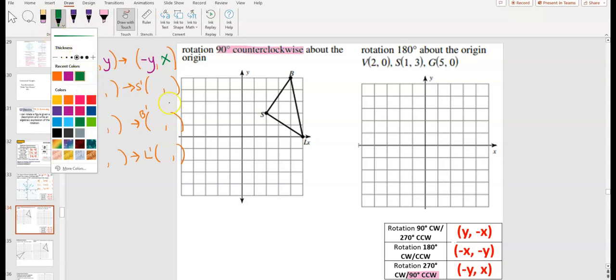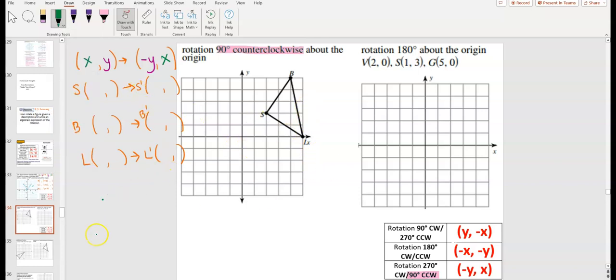First we're going to write out the coordinates for S, B, and L. S is (2, 2). B is (1, 5). And L is (5, 0) because it's not off of the y axis. Okay, so I'm going to write those in. Now what I'm going to do is flip-flop my x and y.